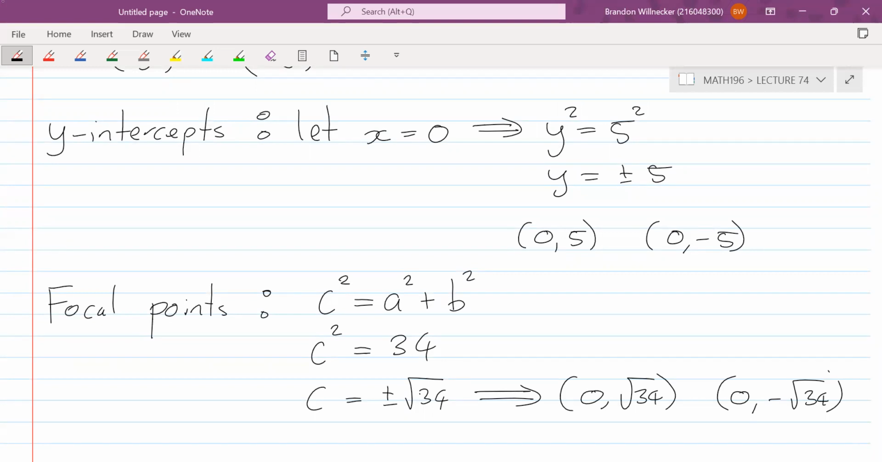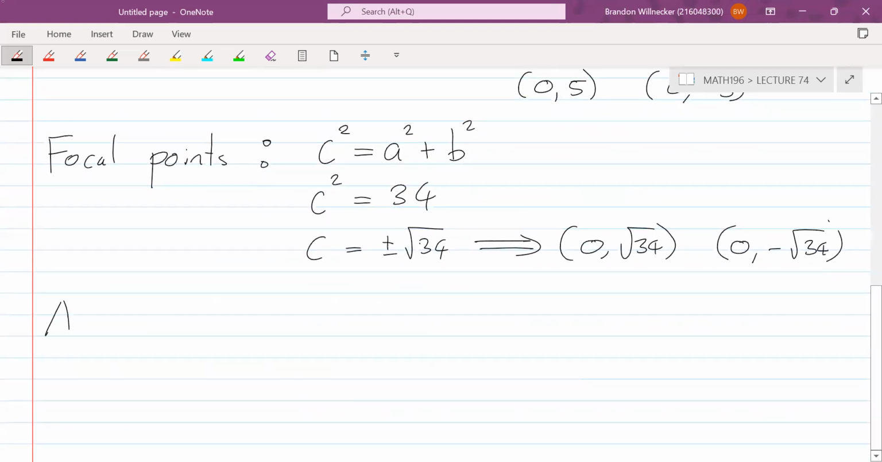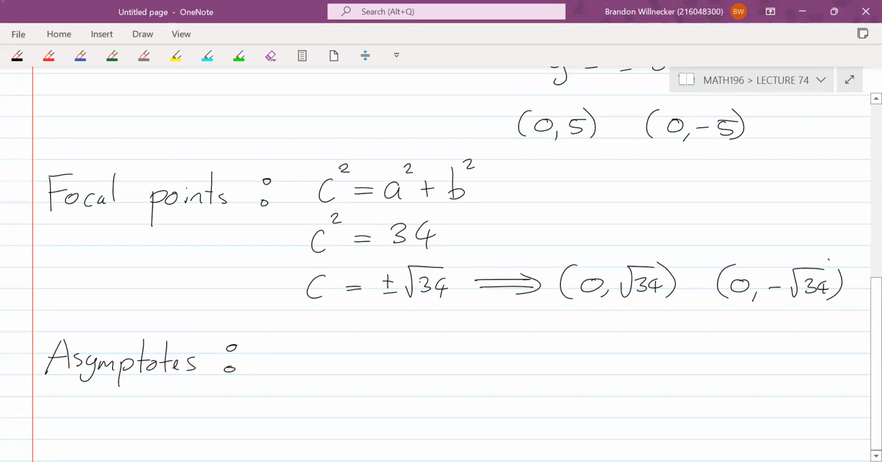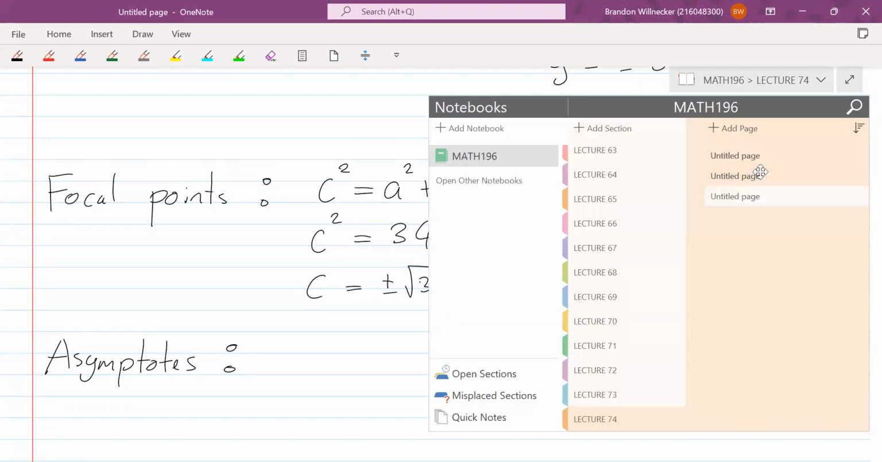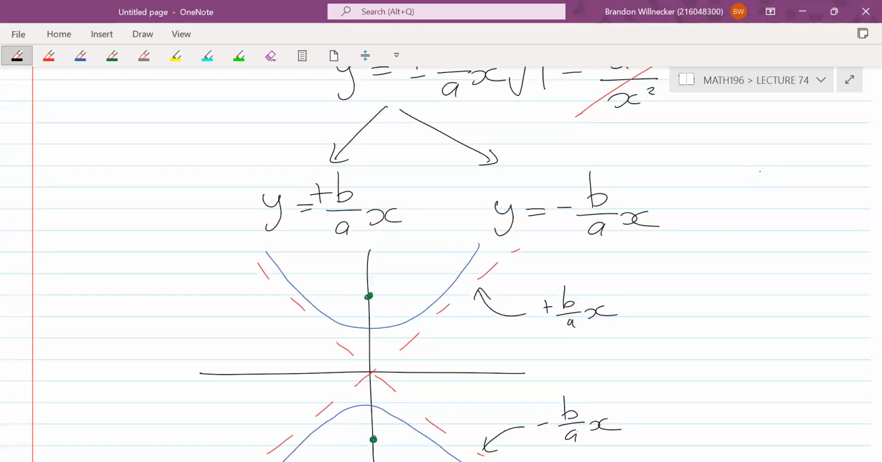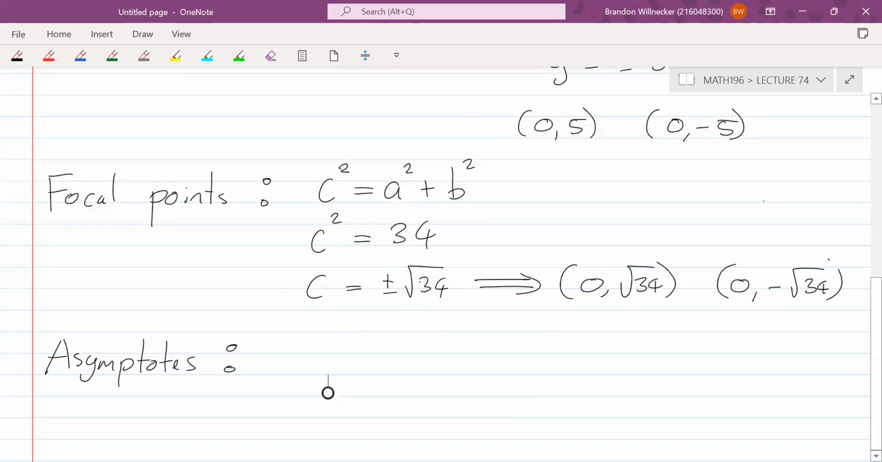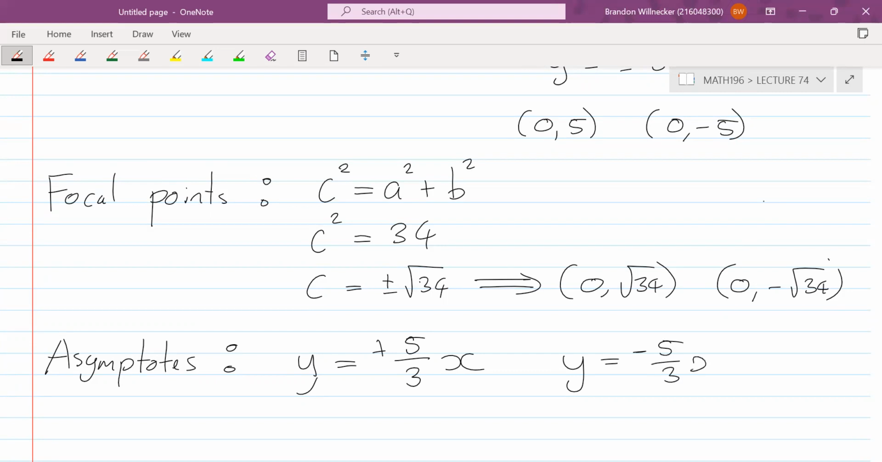Okay, so we've got the y-intercepts, we've got the focal points. Now we just need the asymptotes. So how do we find the asymptotes? We just use those two equations we found before. Here we go: plus b over a times x and minus b over a times x. So our two asymptotes are going to be y is equal to plus 5 over 3 times x, and the other one is going to be y is equal to minus 5 over 3 times x.